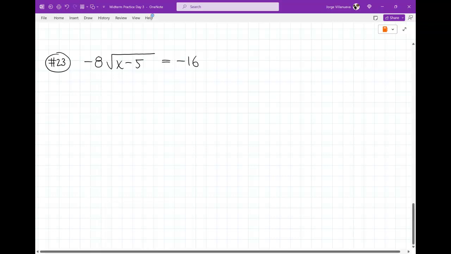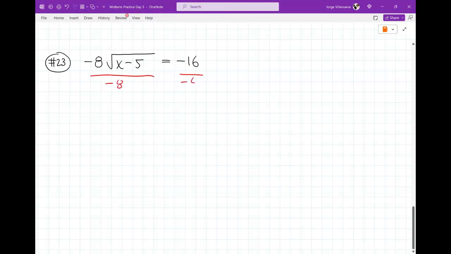Okay? So I know I want to get the square root all by itself. But I have to get rid of that minus 8 in front of it. Now the minus 8 is multiplying it. So if it's multiplying it, I have to divide both sides by negative 8. So I'm going to divide, let me change that to red here. Divide this by negative 8. Divide this by negative 8. So I get the square root of x minus 5 equals 2. At that point, I'll square both sides. So square and square, I get x minus 5 equals 4.